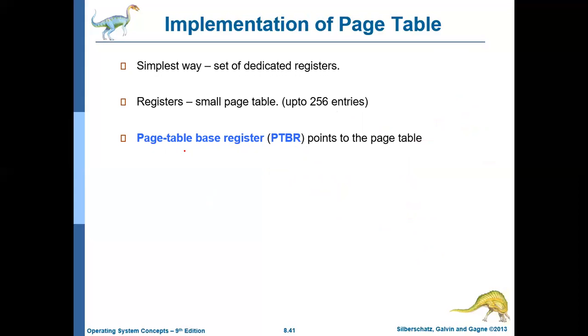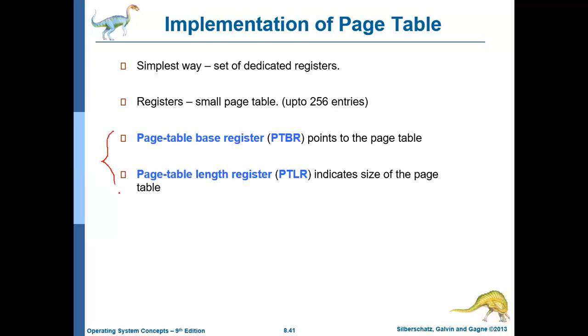This PTBR will be a CPU register, and this register will point to the starting address of the page table. Along with that, it also uses another register called the page table length register, which indicates the size of the page table. So the second method uses two registers. One is the PTBR, or page table base register, and the other is the page table length register. The page table base register will hold the starting address of the page table, and the page table length register will hold the size of the page table.